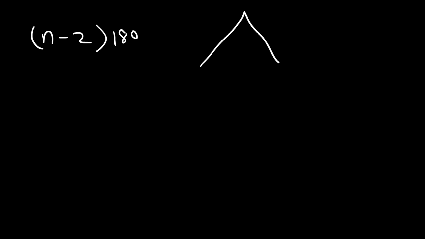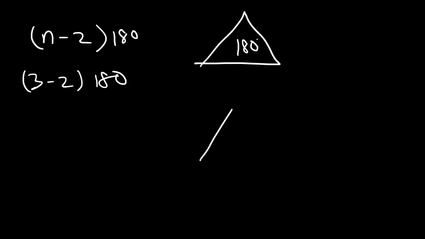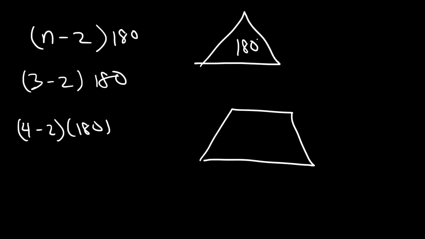So for a three-sided figure like a triangle, n is 3. 3 minus 2 is 1. 180 times 1 is 180. Now, if you have a four-sided figure like a quadrilateral, n is 4. 4 minus 2 is 2. 2 times 180, that's 360. So the sum of all the interior angles is 360.